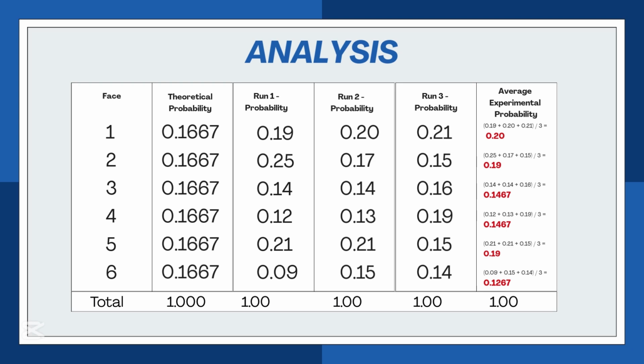Phase 2 varies more, from 0.25 to 0.15, averaging 0.19. Phases 3 and 4 average 0.1467, while Phase 5 is at 0.19, and Phase 6 is the lowest at 0.1267. Notice how our totals align at 1.00, but the averages don't perfectly match the theoretical 0.1667, showing how randomness affects results with just 100 rolls per run.